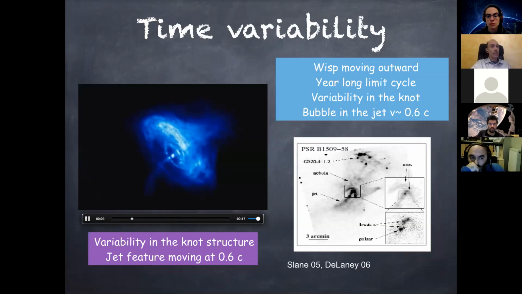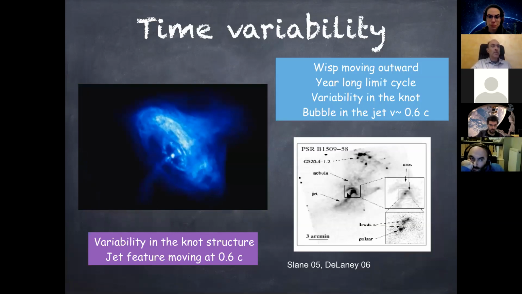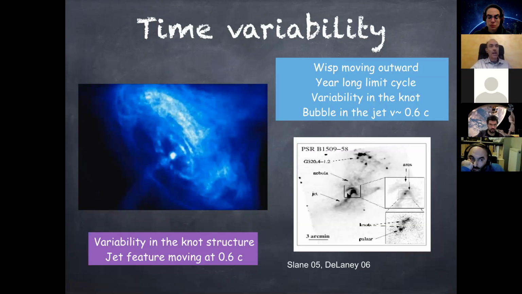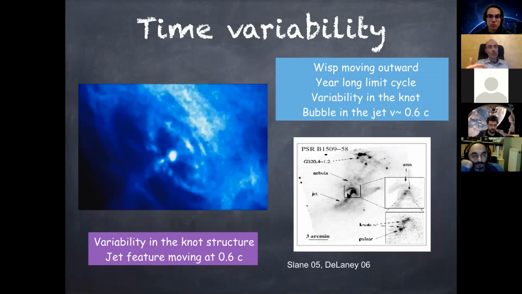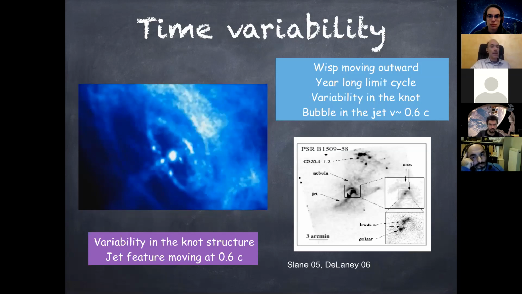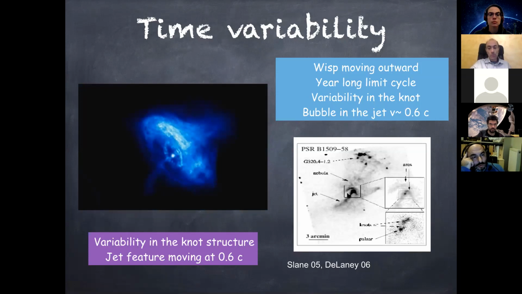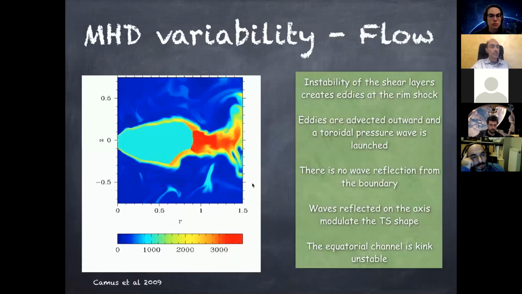Variability is also seen in, for example, B1509, and it is seen in Vela. I would say variability is seen in any object which is bright enough to have enough counts to actually make a difference map between one epoch and the other. Now, what the origin of this variability is is not very clear, but what has been seen in numerical simulations is that variability naturally arises because of the properties of the wind.